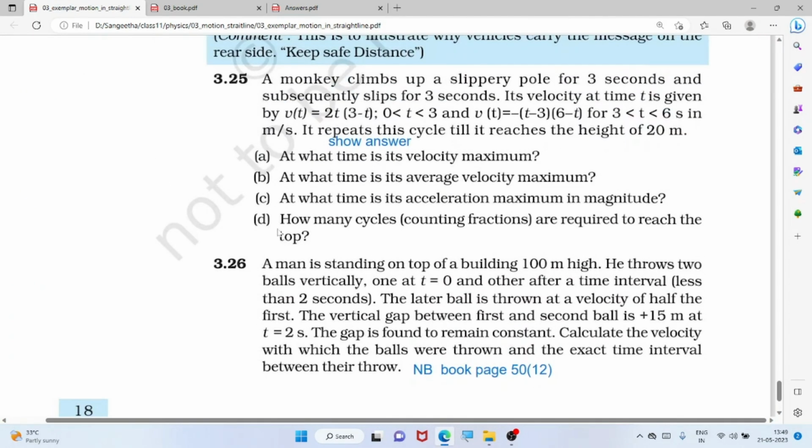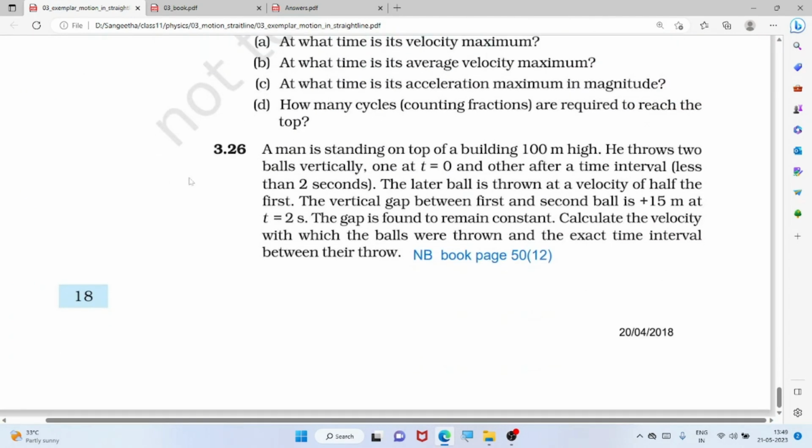Okay, try to solve the problems yourself. Then only will you be able to understand the various formulas.